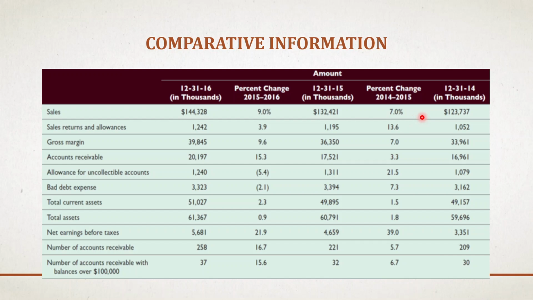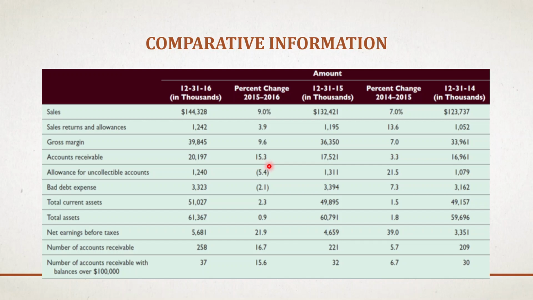And then the sales returns, this is where you can sometimes see a causal relationship. Here it shows that sales increased from 7% to 9%. However, accounts receivable increased from 3% to 15%. So this is the trigger point whereby it is possible to have an issue of collectability.